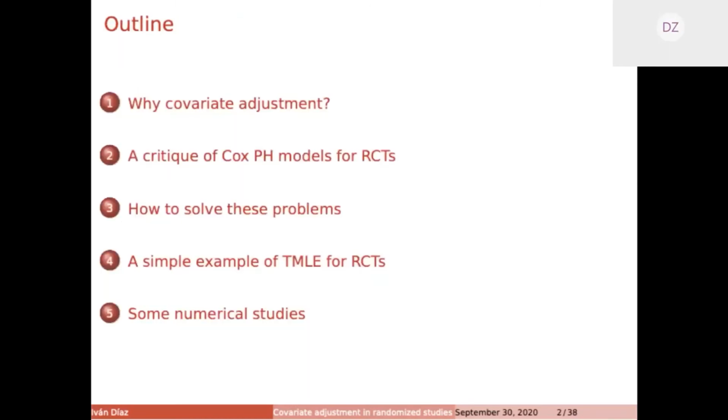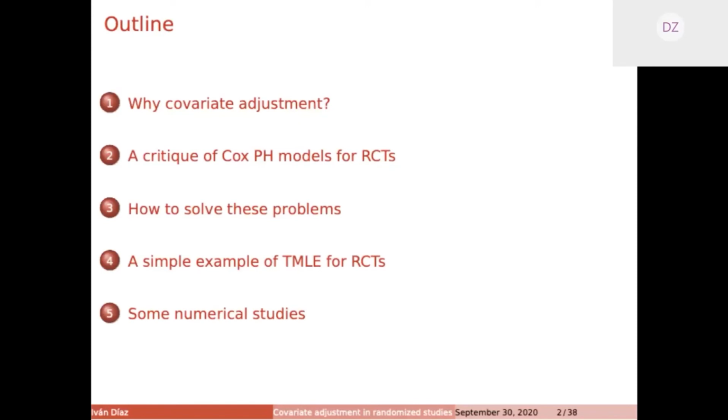Brief outline. I'll start with, what's the rationale? Why do we want to use covariate adjustment in randomized trials? Then I will offer a brief critique of Cox proportional hazard models for randomized trials. Cox PH models are the most common method for analyzing time-to-event data, as everyone knows, and I'll discuss why they are inappropriate for use in randomized controlled trials.